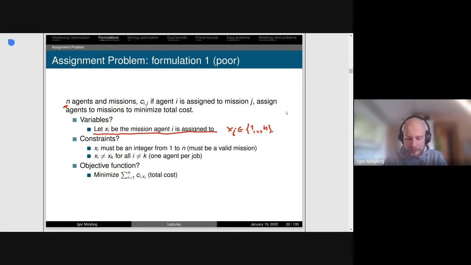What are the constraints? The first constraint is xi must be an integer from 1 to n, which must be a valid mission. And xi must be not equal to xk for all i not equal to k, which imposes one agent per job. By the way, do we need to impose that each agent takes a job?